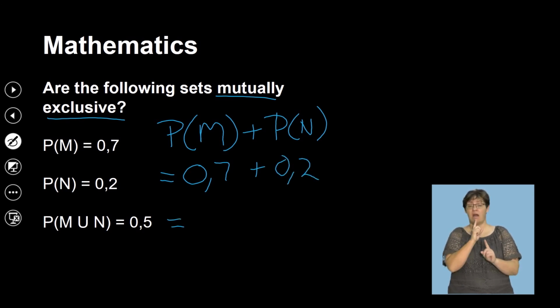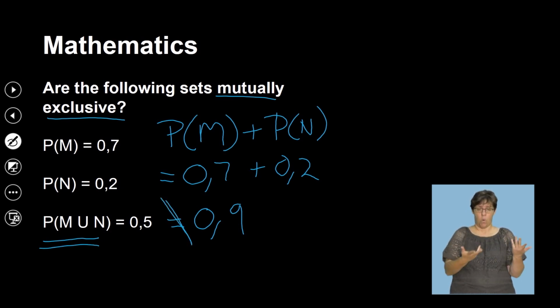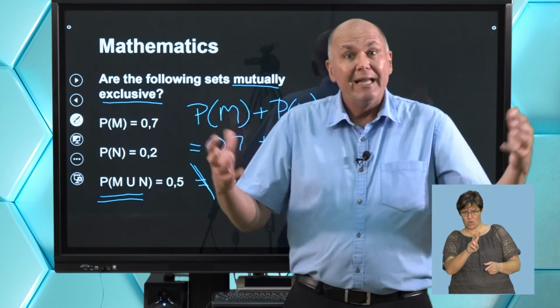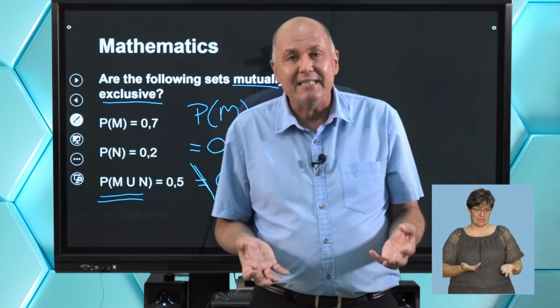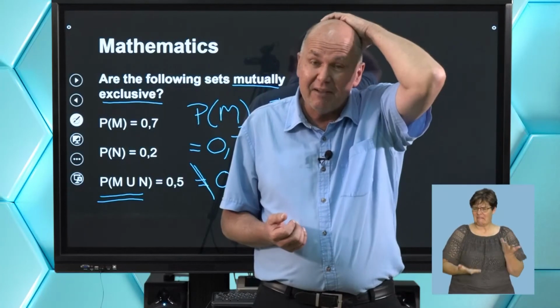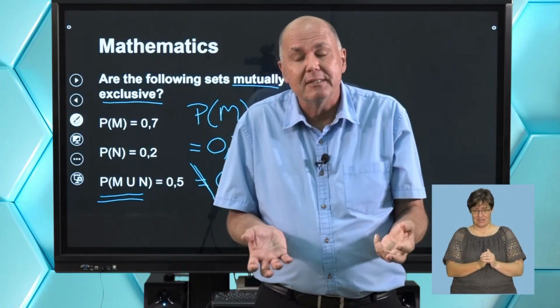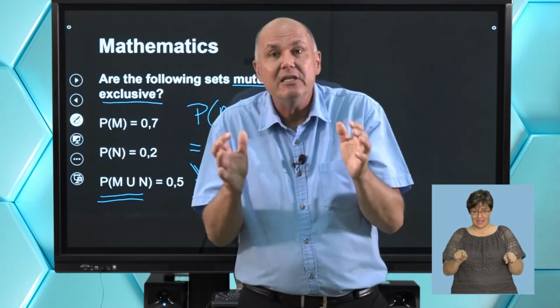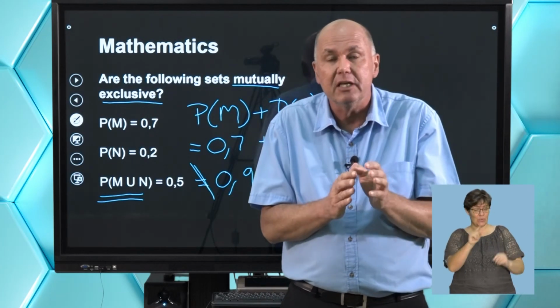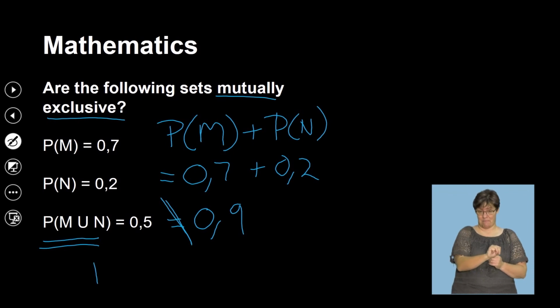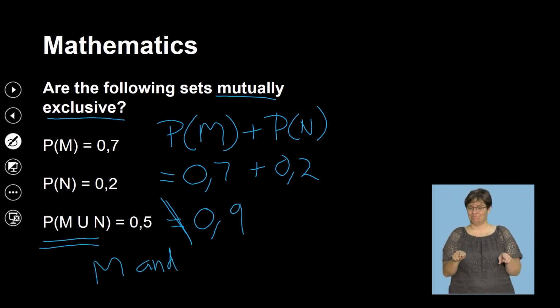And look what we get. We get an answer of 0,9. And can you see that this is not equal to the probability of M or N? So it breaks apart. It doesn't look like it's following the identity. Well, you might scratch your head and say, have I made a mistake? No, you haven't made a mistake. The reason that these two do not add up, they are not equal, is because M and N are not mutually exclusive.